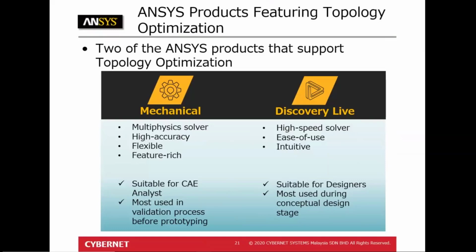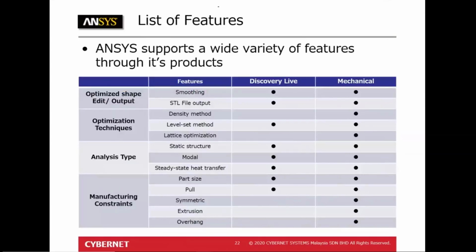And then, of course, ANSYS Mechanical is useful to validate the final design of your product before you go and make an actual prototype. So these two products deliver the same thing, but with very different approaches. Depending on what you want, you can choose between Discovery Live and ANSYS Mechanical. Here we have a detailed list of features for each product that I mentioned before.